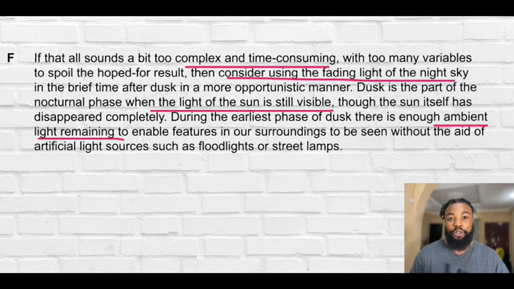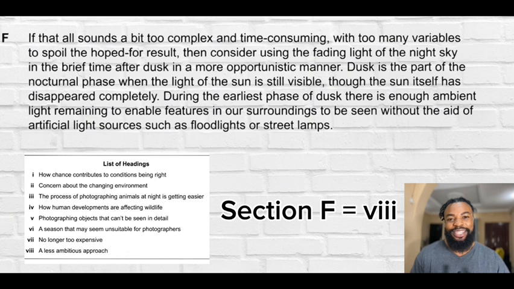He says that you can approach this in a more opportunistic manner. If you can't do all that complex and complicated techniques available, the techniques of astrophotography and so on. And so that's what we really find in paragraph F. That you can approach this in a more opportunistic manner. You can be less ambitious, basically. And so the correct heading for that is VIII, a less ambitious approach. You don't need to go all complex. Just use the light at dusk and take whatever picture you take, and that will be fine.